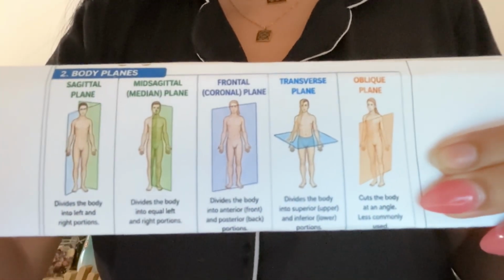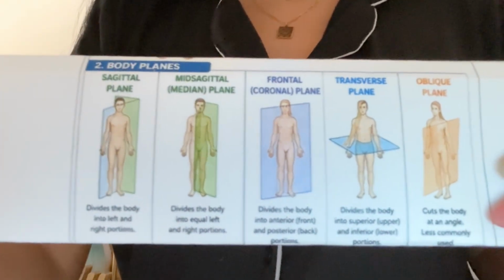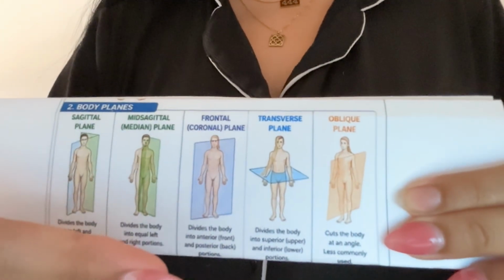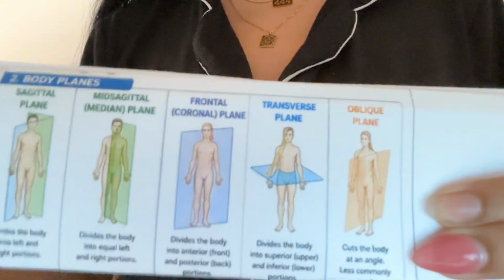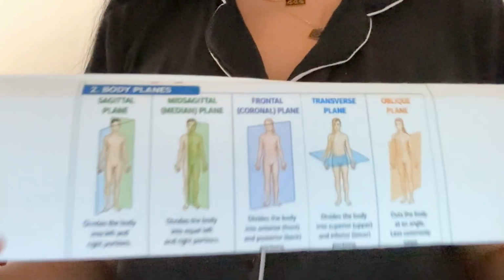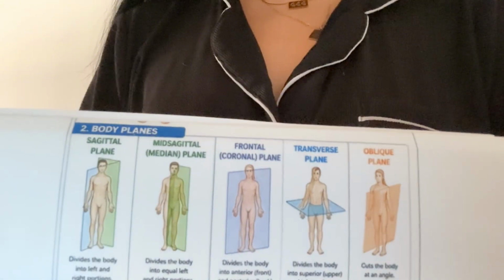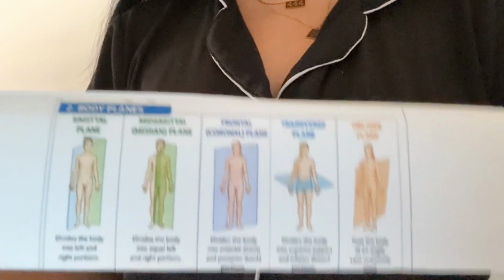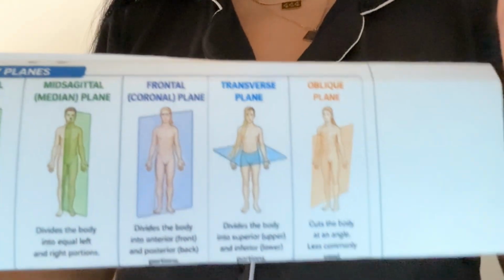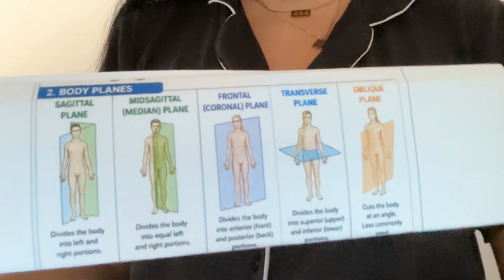Then, moving forward, we have the coronal plane, which is a frontal plane. The frontal plane divides the body into the back and the front portions. It separates the anterior side from the posterior side. And then we have the transverse plane, which divides the body into superior and lower portions. It separates the superior part from the inferior part.